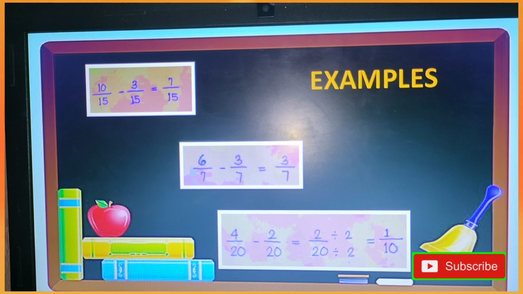So let's have 4 over 20 minus 2 over 20. 4 minus 2 equals 2. The denominator is 20. So we have 2 over 20 and it is in higher term. The GCF is 2. So we have 2 divided by 2 equals 1. 20 divided by 2 equals 10. So the final answer is 1/10.